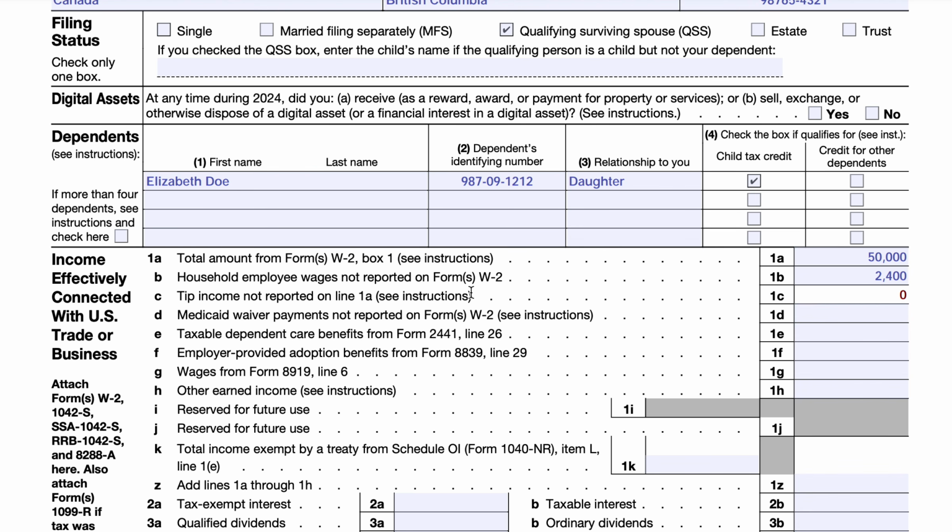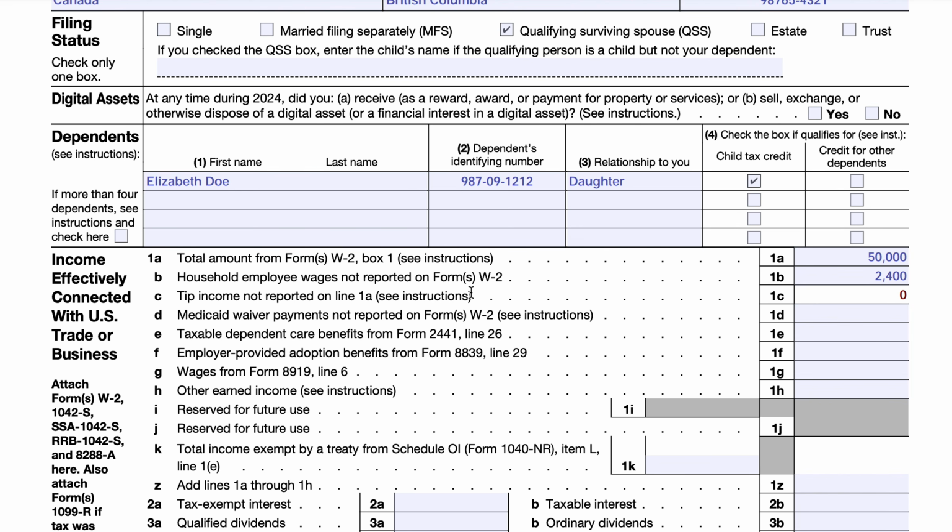Line 1D, Medicaid waiver payments not reported on your Form W-2. So specifically, according to the form instructions, this would be any taxable Medicaid waiver payments, also the total taxable and non-taxable Medicaid waiver payments that were not previously reported on the W-2.